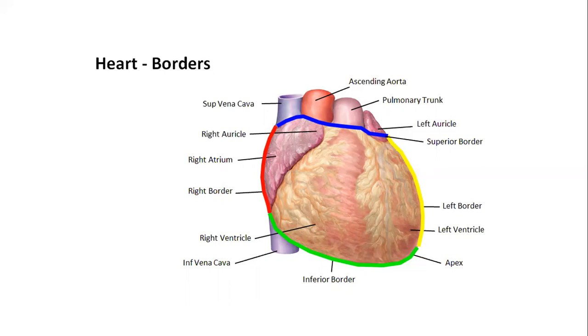Right atrium, the part of the right atrium extending between the superior vena cava above and inferior vena cava below. Then we have a left border.